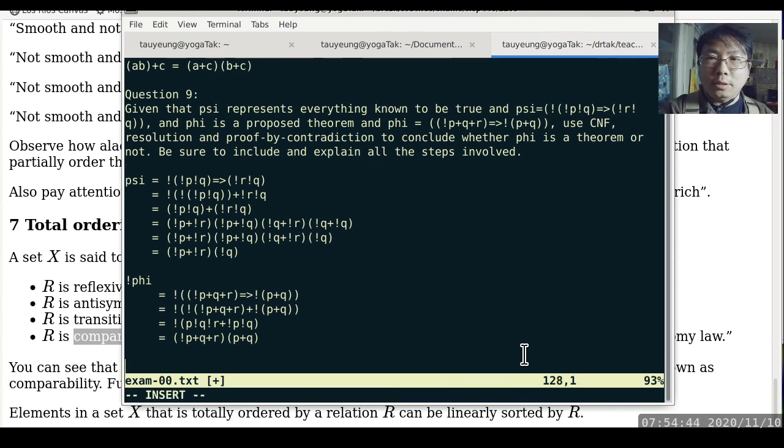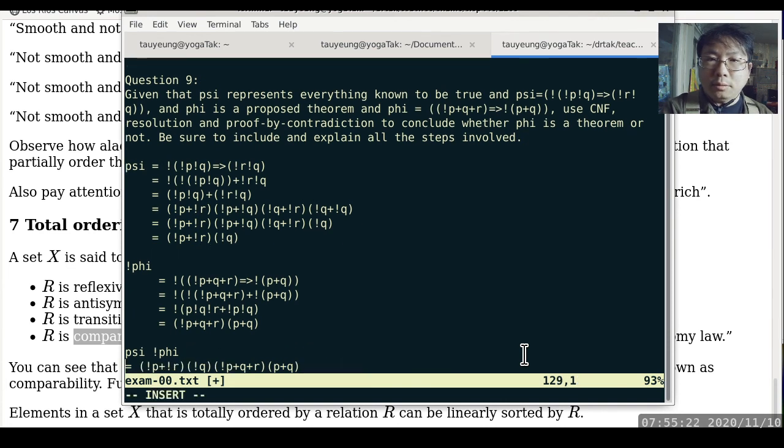So now we look at the overall CNF, which is psi and not phi. I think this time actually typing is faster, so let me just go ahead and type it. Not P or not R, not Q. And then we have not P or Q or R. And then we have P or Q here. There we go. All right, and as I said earlier, it's better to put it on a line like that.